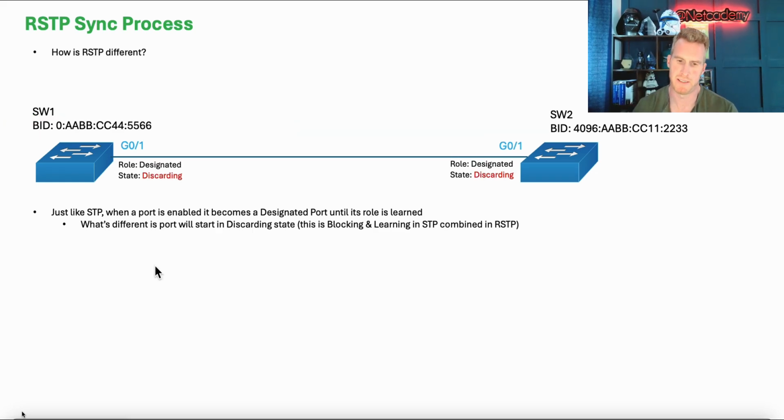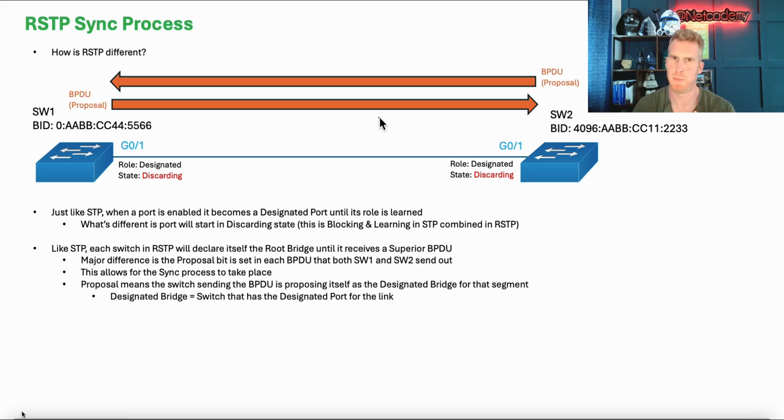How is this different to RSTP? Well, with the RSTP convergence, when those same switches, those same interfaces, are just configured and booted up to take place in RSTP, just like before, they're going to go into the designated roles. So gig 0/1 on SW2 will become designated, and gig 0/1 on SW1 will become a designated role as well. But what is different compared to STP is that they will both be discarding. Don't forget that the discarding state in RSTP is the blocking and learning states combined. It's just called discarding. But this is where RSTP now starts to differ because of this sync mechanism.